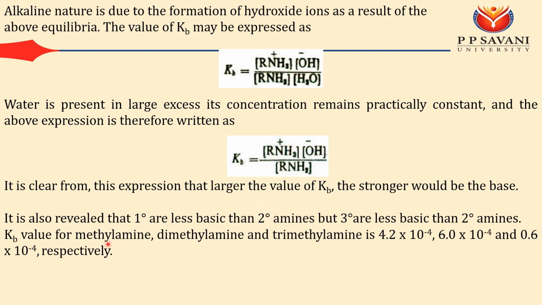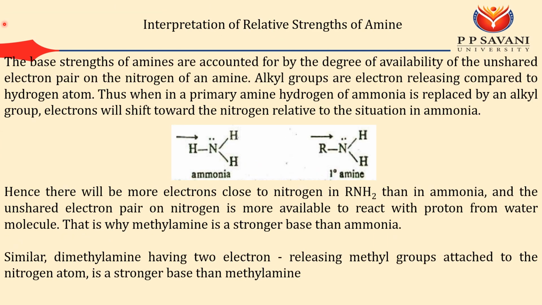If I am comparing methylamine, dimethylamine and trimethylamine, the Kb values are here. If you observe, the tertiary amine has the least basic character compared to secondary and primary. So how does this happen? This is the interpretation of this strength.